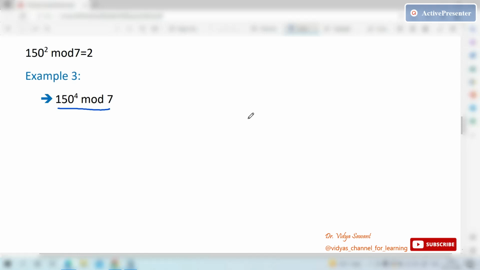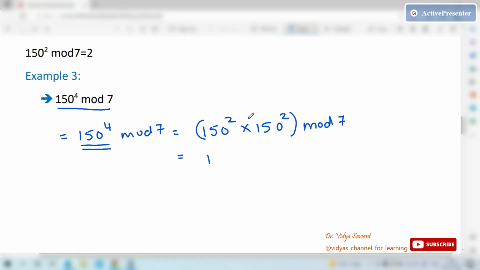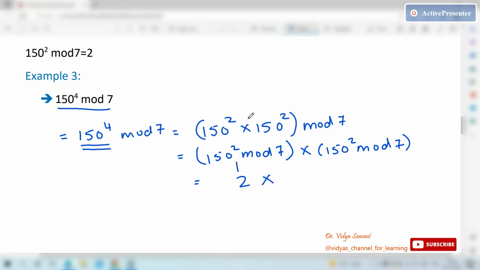Now let us say we are asked to solve 150 raised to the power of 4 mod 7. So how do I do it? As I discussed, how can you represent this exponentiation? I can write it as 150 square into 150 square mod 7. Now separating out the bracket, since I know the answer of 150 square mod 7, which is 2, I will write 2 for this and then 2 for this. 2 multiplied by 2, I get the answer 4.